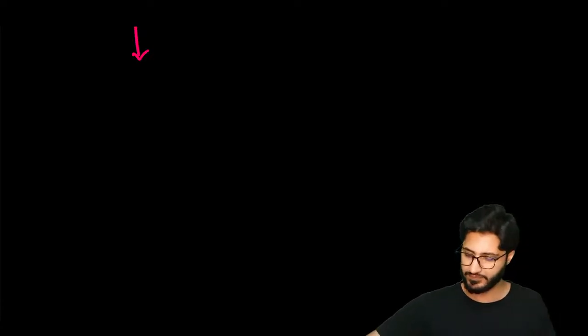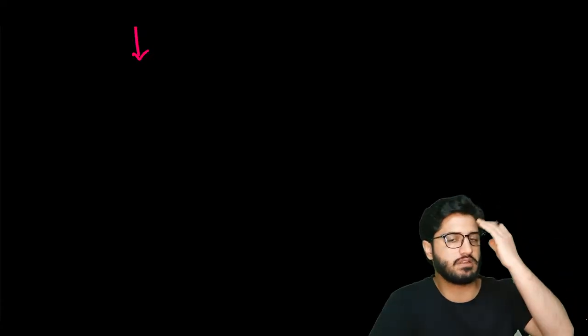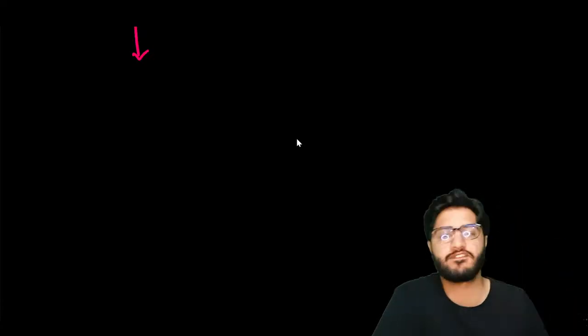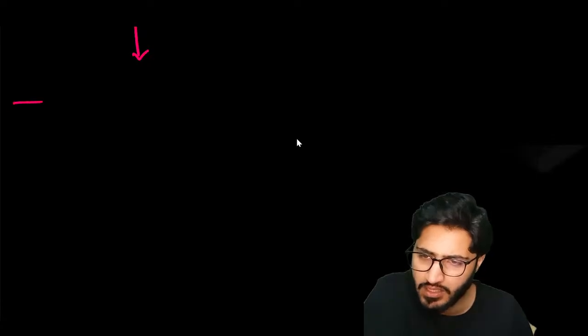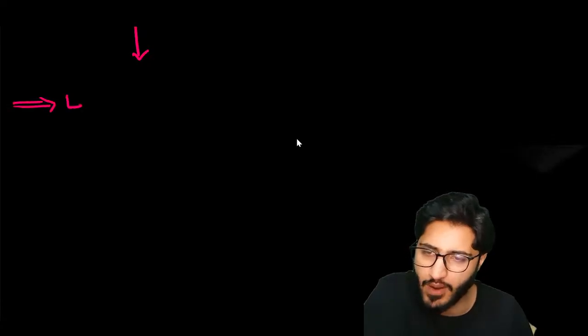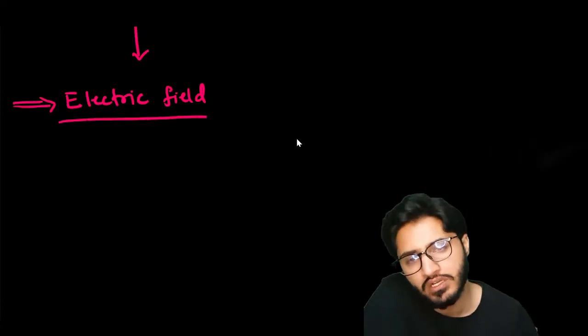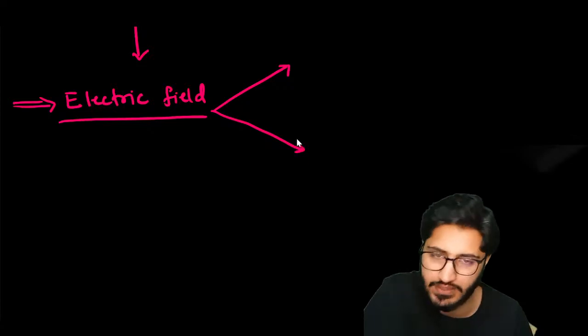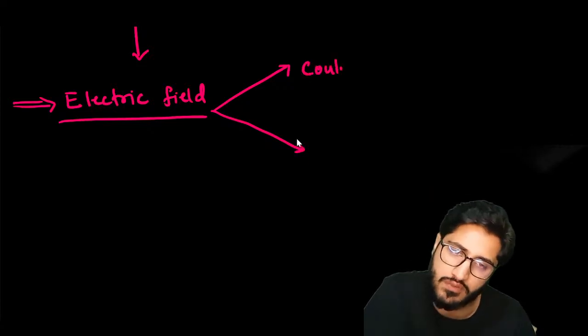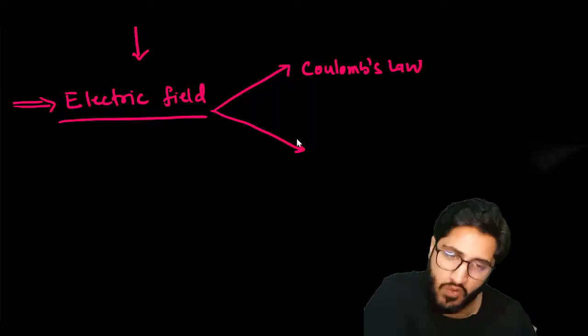Look, I will just give you one brief thing now. Basically, in the whole chapter, we have to find the electric field. To get the electric field, we have two ways. One, we have Coulomb's law. Two, we have Gauss's law.